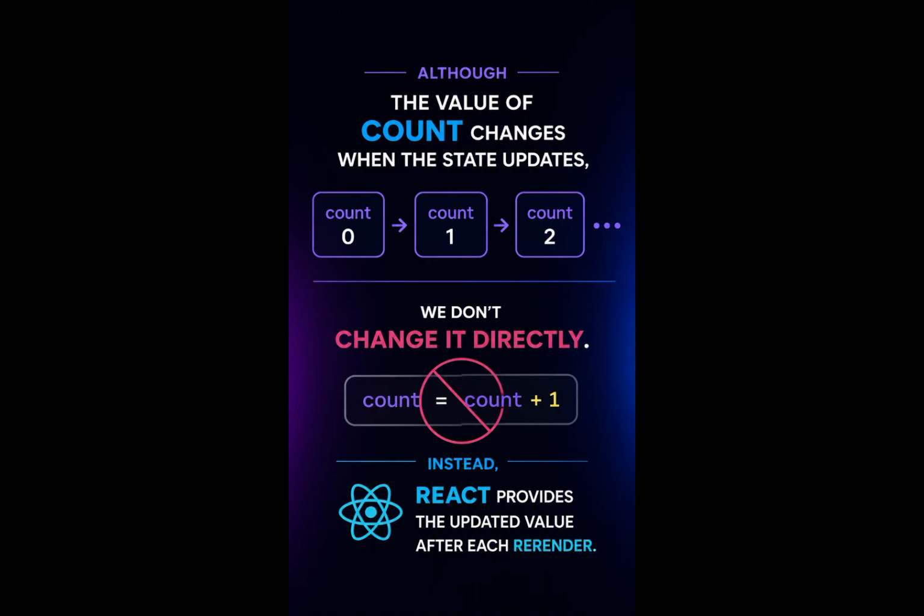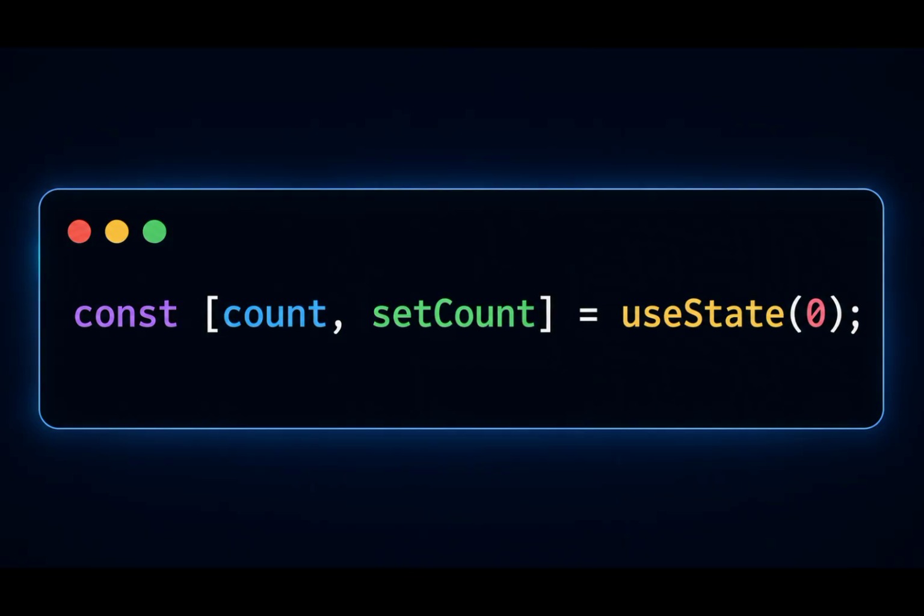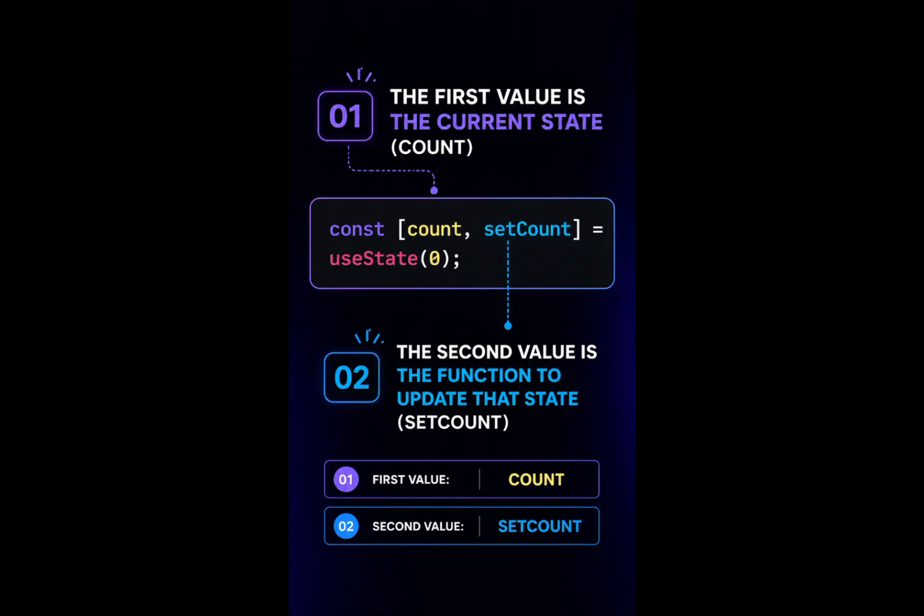Next, you will notice square brackets. This is called array destructuring. The useState hook returns an array with two values. The first value is the current state. The second value is the function used to update that state.